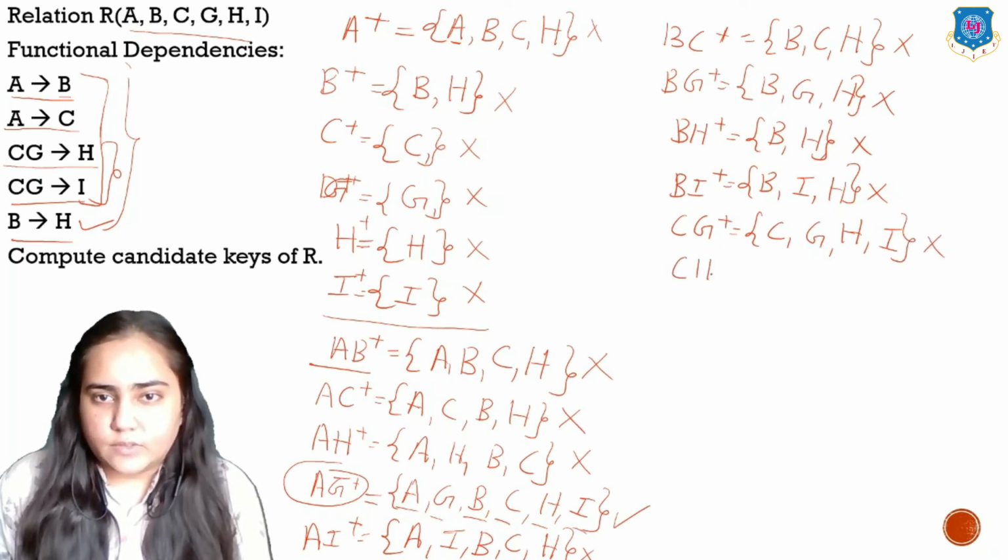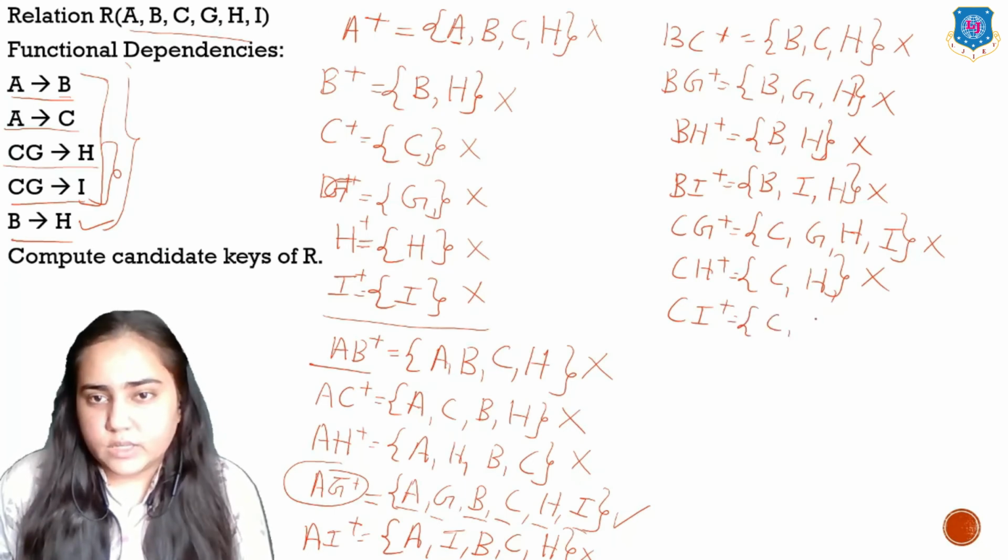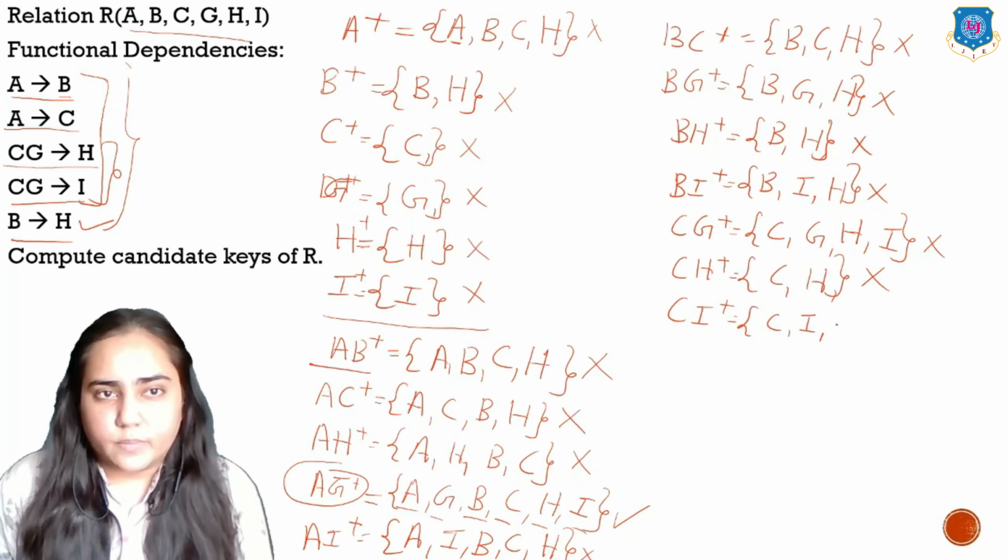Next, I can have CH plus. So C and H will be present, but because of those two, I cannot add anything else. So this is not a candidate key. And CI plus, this means I have C, I have I, but I cannot add anything else other than this. So this is not a candidate key. And that's it for C.